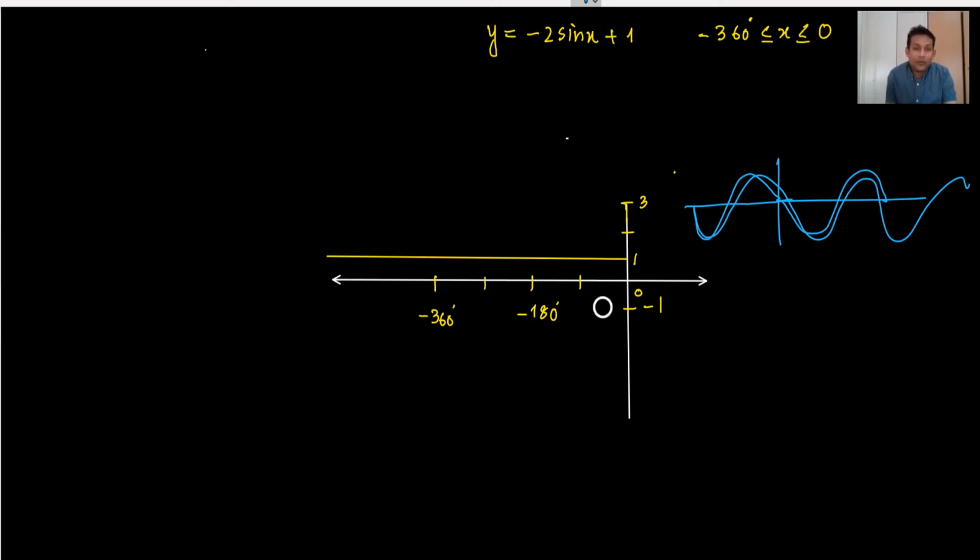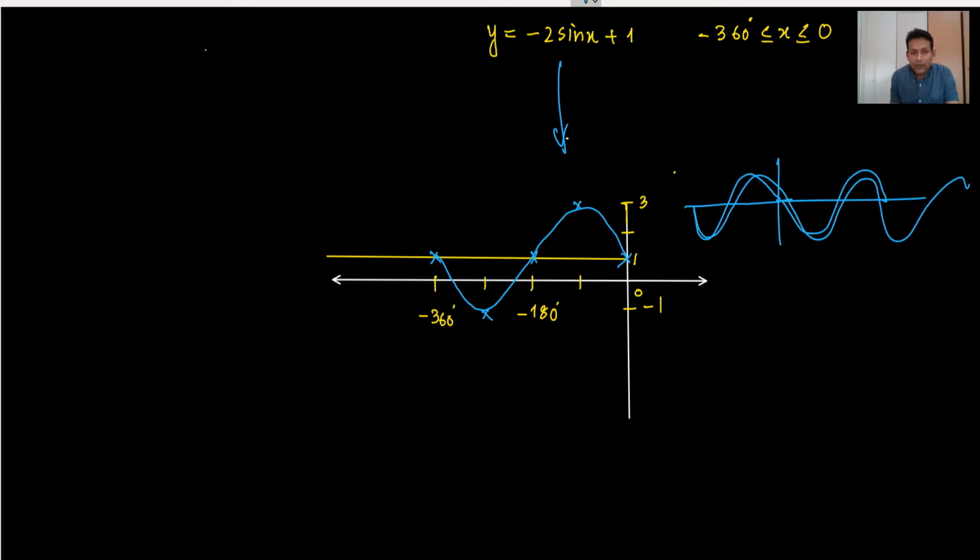So now what I have to do, I will not mark on the x-axis. I will mark on the axis of the curve. The first point is here, the second point is here, and the third point is here. And from here, because we know we have to move up, I will move till 3 and I will move till -1. And this is the sketch of y = -2 sin x + 1.